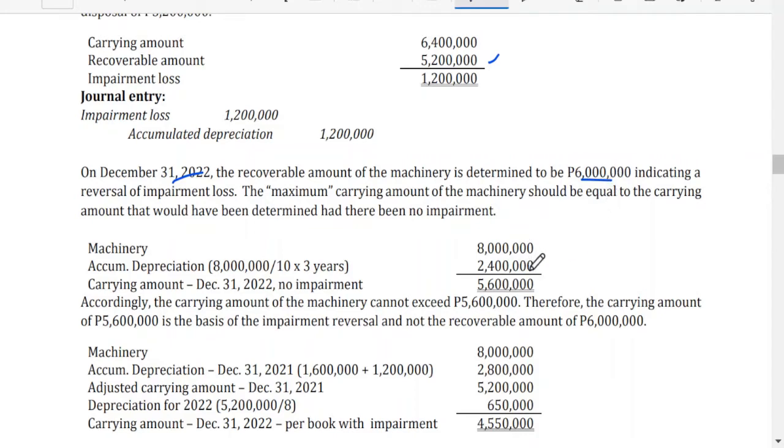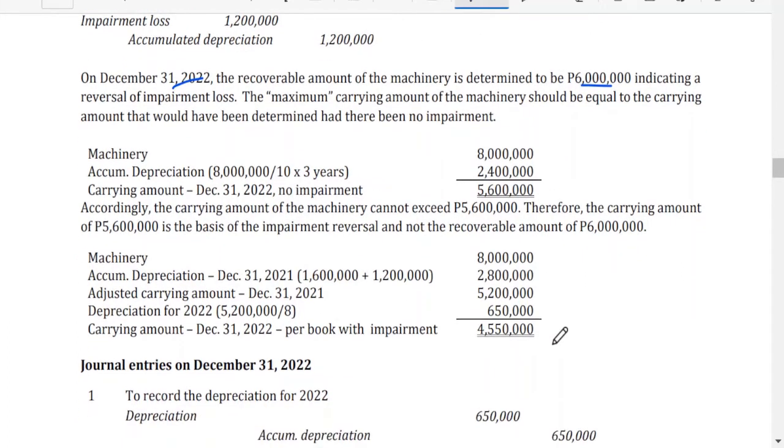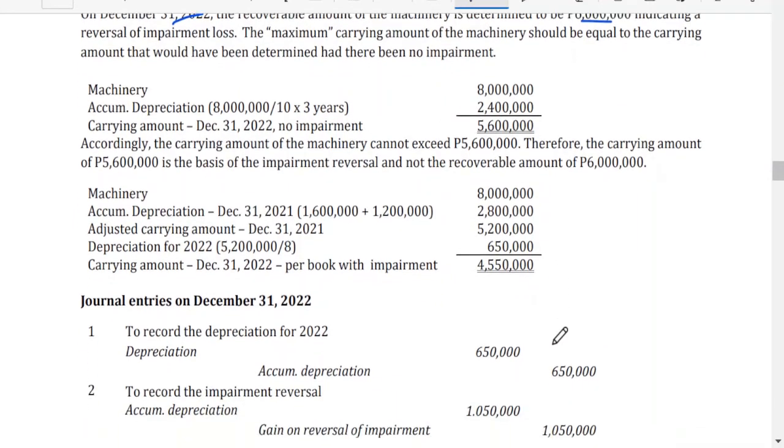This is what we use because the reversal should not exceed it, and the effect would otherwise be a carrying amount higher than the carrying amount without impairment. So the carrying amount of the machinery cannot exceed 5,600,000, assuming that we will reverse the previous impairment loss. Therefore, the carrying amount of 5,600,000 will be the basis of the impairment reversal and not the recoverable amount of 6 million. So how much would be our reversal here?